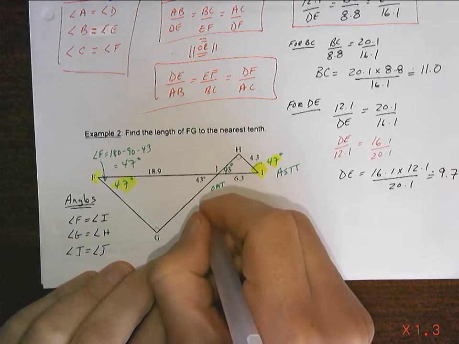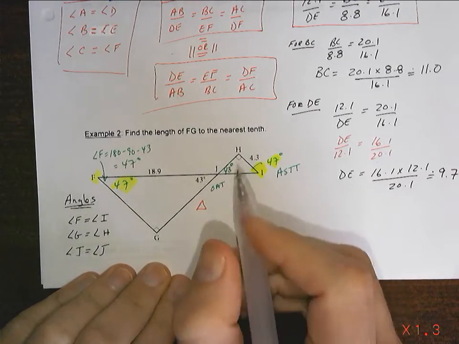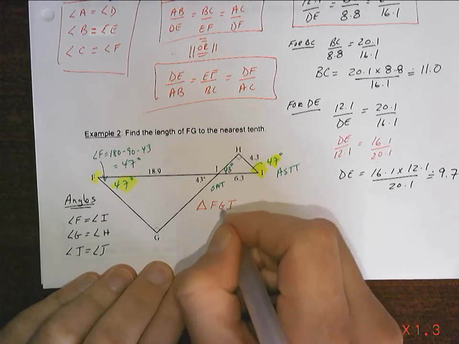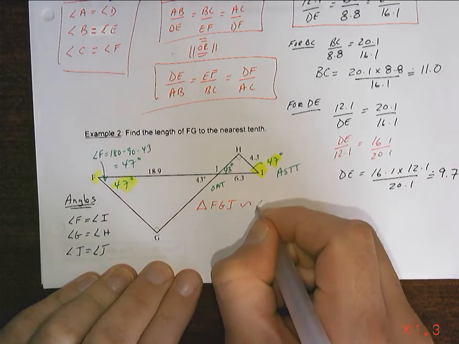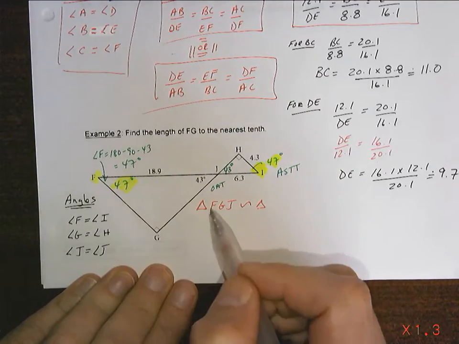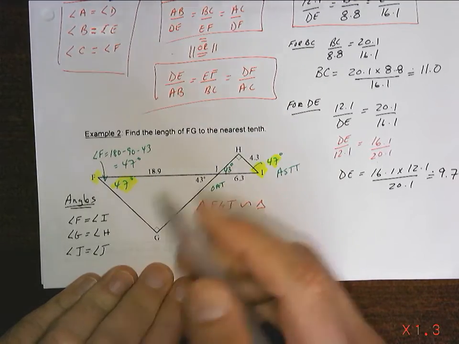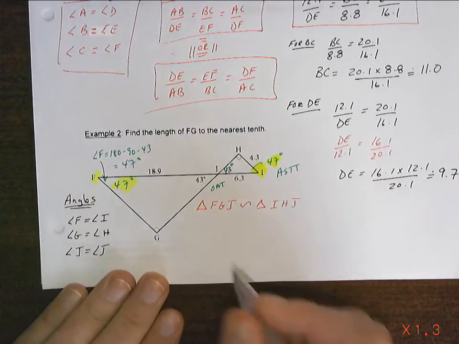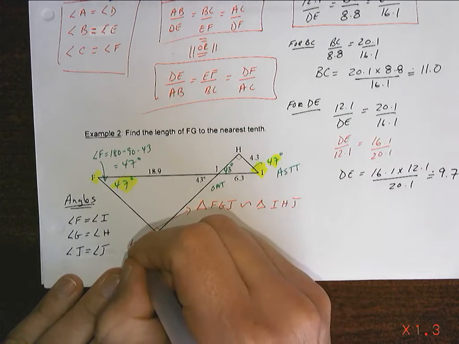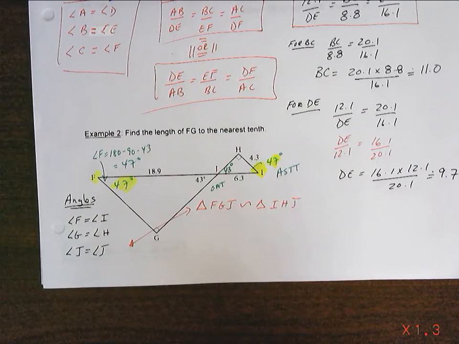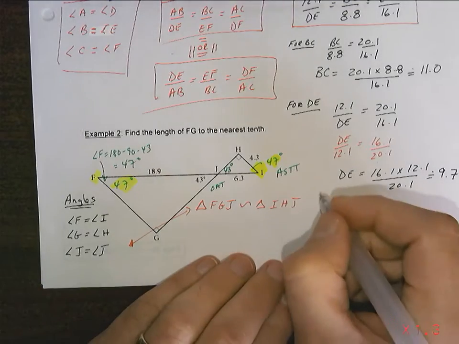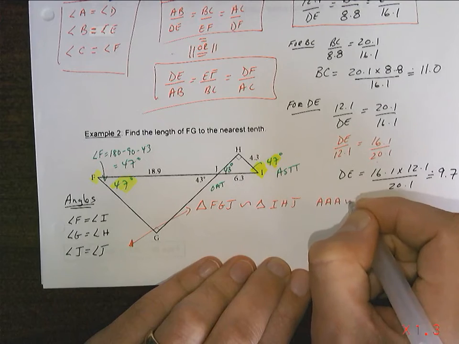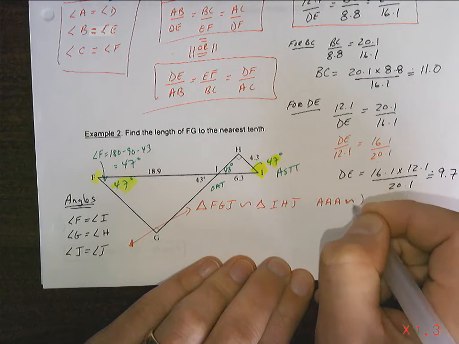When that happens, you get to say triangle, and you got to name them properly. So FGJ. Triangle FGJ is similar to triangle, name it properly, has to be in the same order, IHJ. And that's a very powerful statement. And that statement comes from the fact that you showed that the three angles are all similar. And so you give some reason for that. You say angle, angle, angle, similarity. Okay? And that's a reason for it.